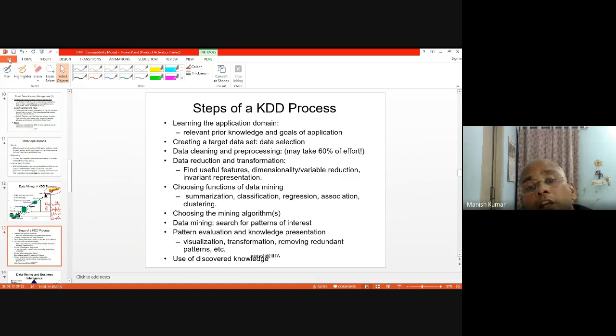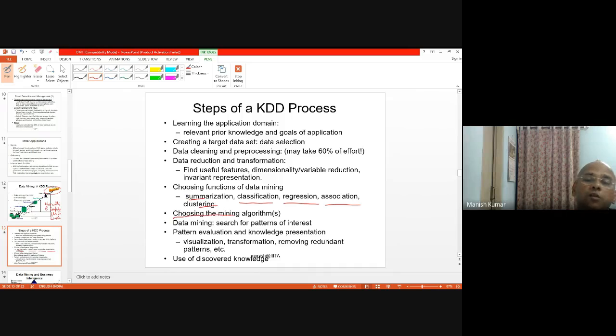Certainly, creating a target data set, that is data selection, so we look for task relevant data. Then data cleaning and pre-processing, that may take 60% of the effort. Then you may move to data reduction and transformation. I have given you some examples of that: finding useful features, dimensionality and variable reduction, invariant representations. Whereas when you look at data mining, choosing the functions of data mining, you can go for summarization, classification, regression, association, clustering. All these are mining techniques which you look for.